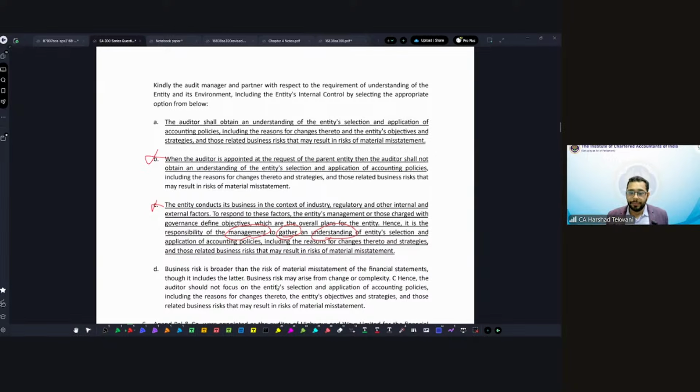That's why it's incorrect. And D: business risk is broader than the risk of material misstatement of the financial statements, though it includes the latter. Business risk may arise from the change in complexity. Hence, the auditor should not focus on the entity's selection and application of accounting policies and the reasons for changes there too. We have already discussed that the auditor has to focus. So D is also incorrect. So the correct option is A.